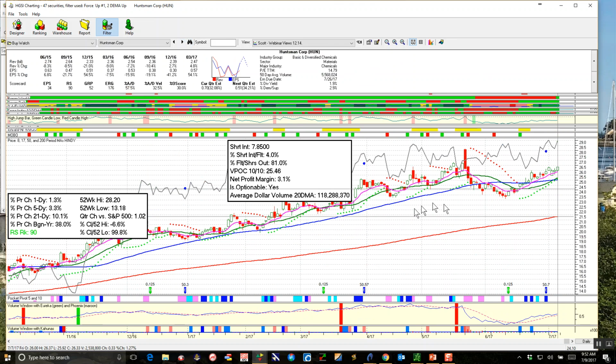Here's a specialty chemical stock. Nice pullback here. Nice tight chart. Good earnings per share growth. Small dividend.